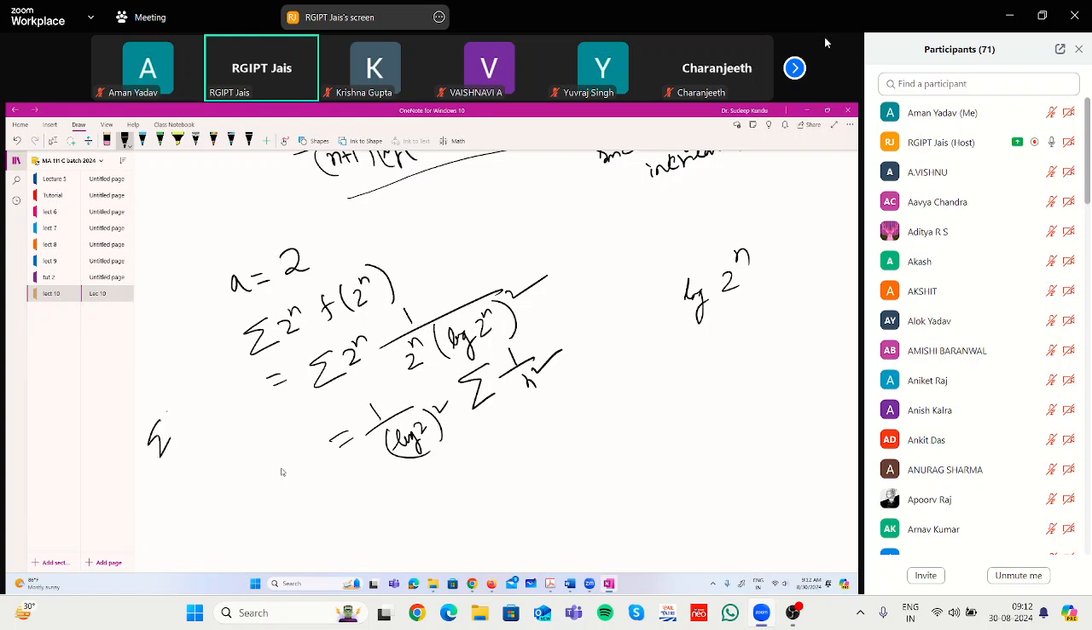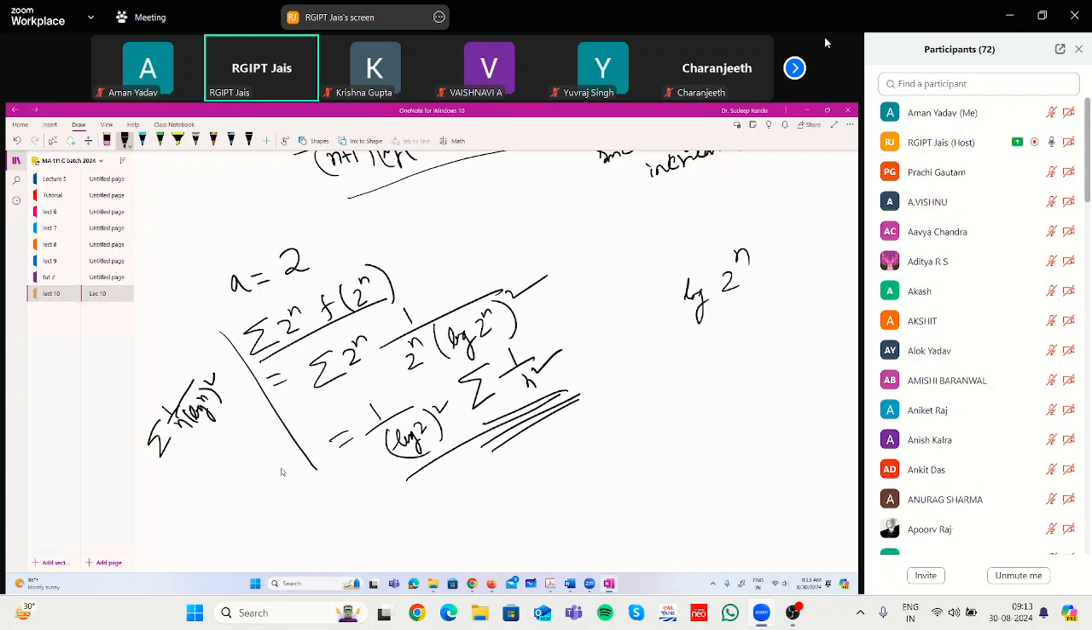So this series, n log n square, and this series, either both will converge or diverge. What about this series? Does this series converge or diverge?